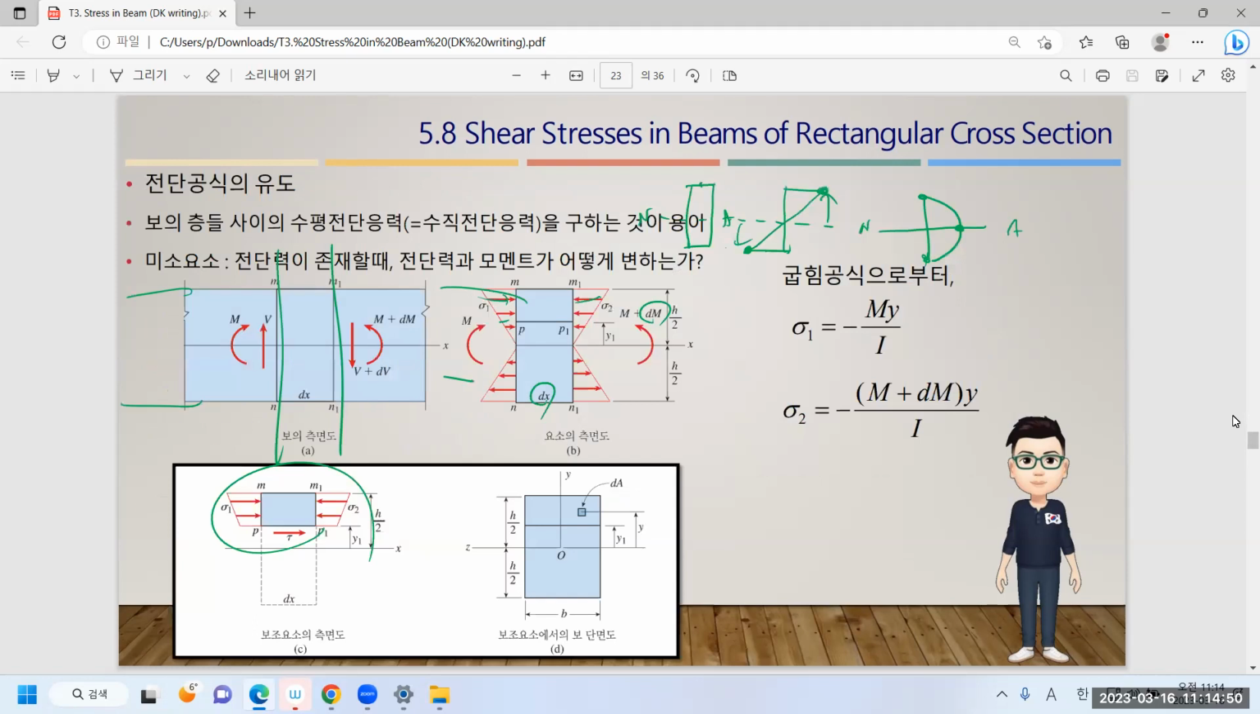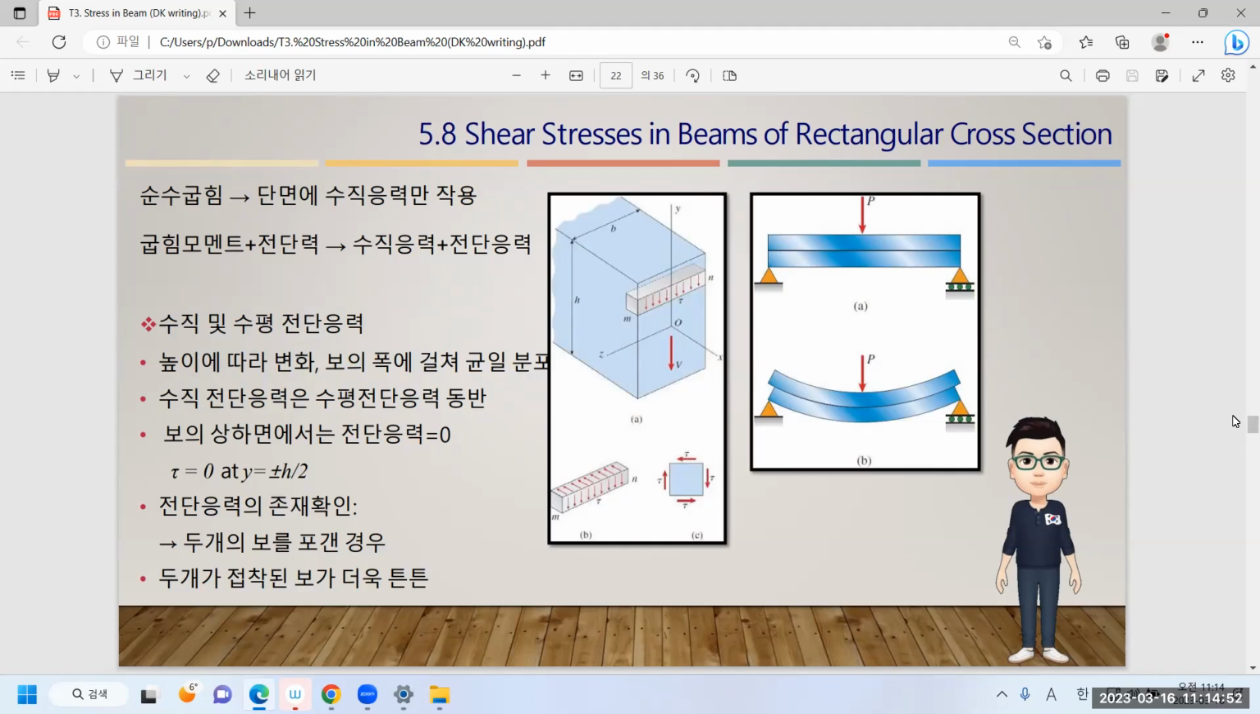Okay, so this is the problem statement, and to maintain the actual shape, we need some kind of shear-related component.